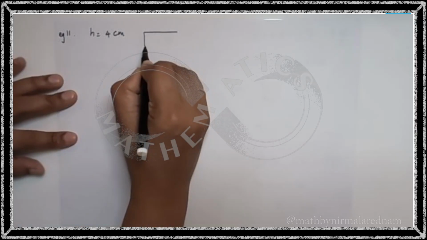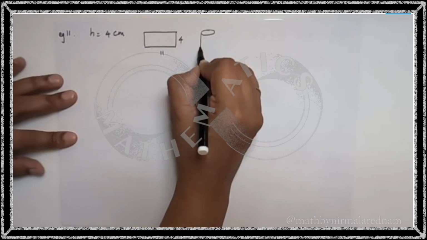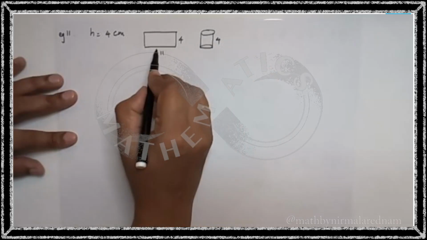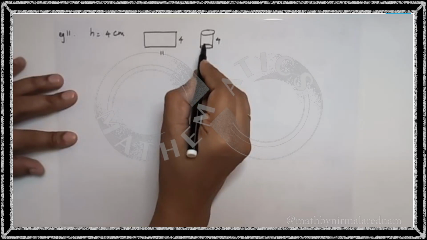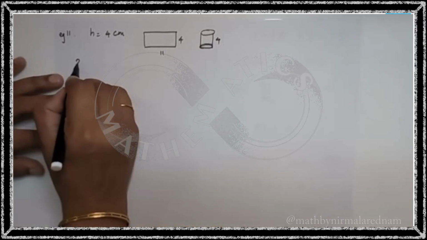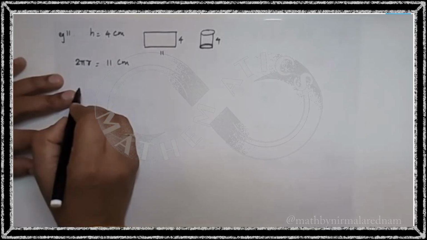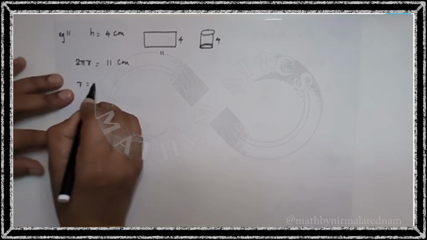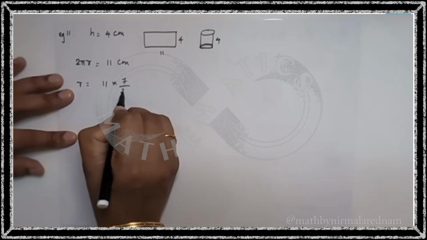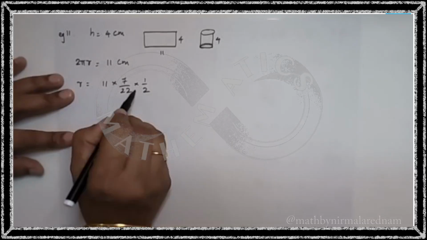Now, this is my rectangle, which is 11 by 4, and I have a cylinder, which is formed as a result of rolling it. Now, this 11 is nothing but the circumference of the base, right? So, I can write 2 pi r is equal to 11 centimeters. From this, I am going to find r. r is equal to 11 into 7 by 22 into 1 by 2. Pi is 22 by 7. So, I am taking those to the other side.